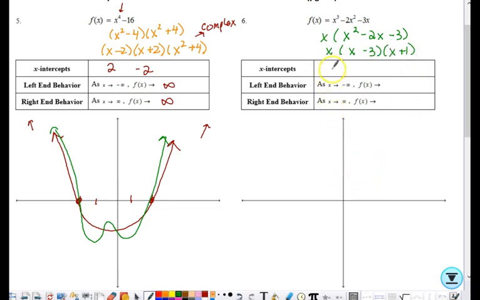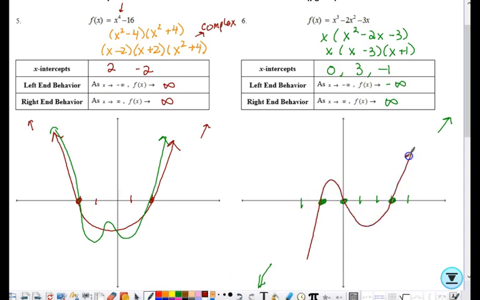So we have all single roots at 0, 3, and -1. My degree is odd with a positive leading coefficient, so our end behaviors go this way. To the left is -infinity, to the right is positive. Mark off your x-intercepts. And all of your roots should have gone straight through because they're all single multiplicity.